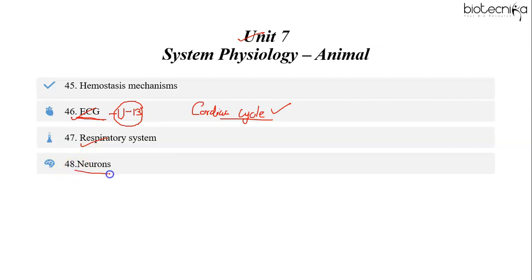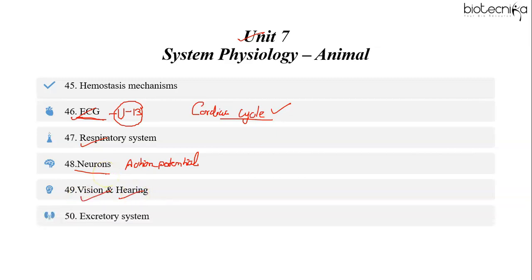Then study about the function of different parts of neurons and also study about action potential. Then physiology of vision and hearing is important. Then the excretory system, you need to study about urine concentration, waste elimination, regulation of water balance, blood volume, blood pressure, electrolyte balance, acid-base balance.